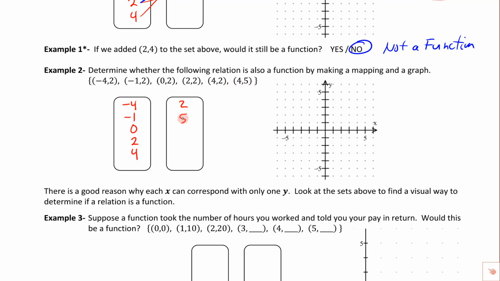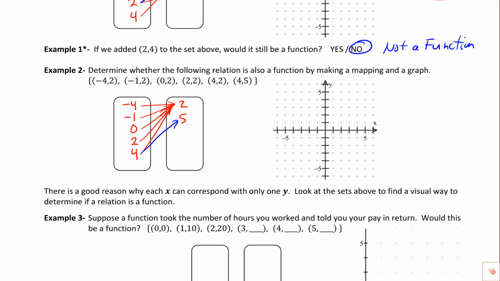So let's go ahead and map these. -4, 2, -1, 2 goes to the same one, 0, 2 goes to the same one, 2, 2 goes to the same one, 4, 2 goes to the same one, and then 4, 5. So you'll notice that we've got a problem right here. We know this is not going to be a function because the 4 already corresponded to 2. It already matched up with a 2, and this says that it also matches up with a 5.